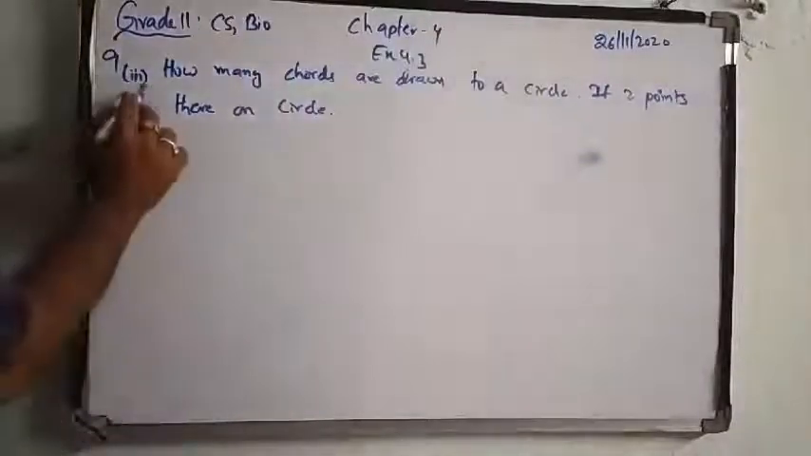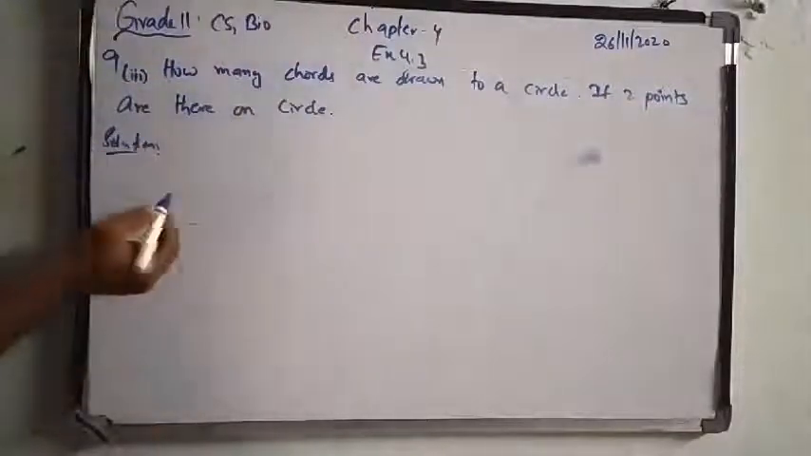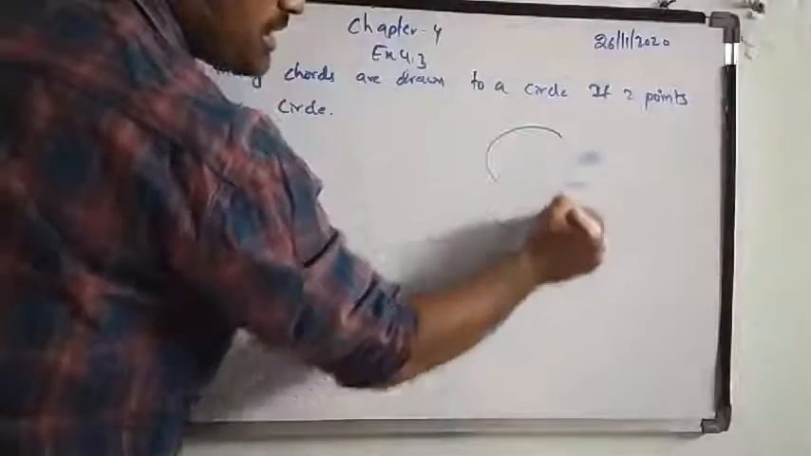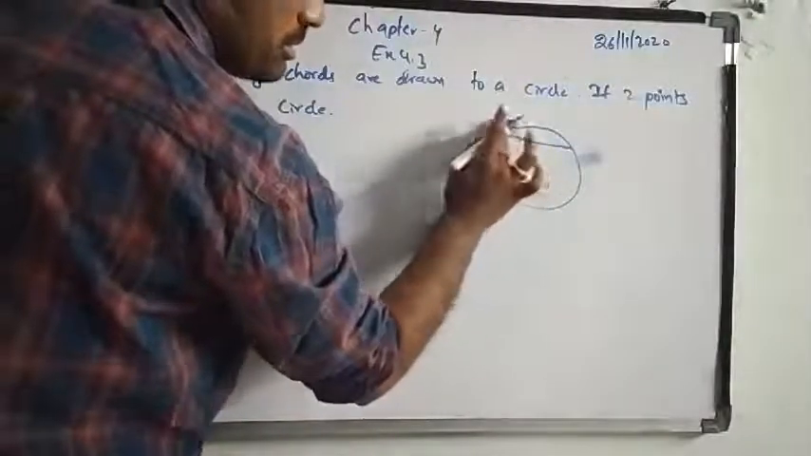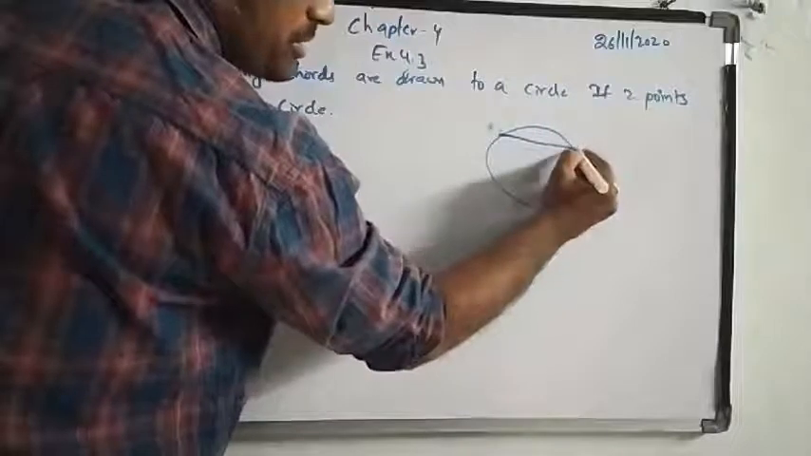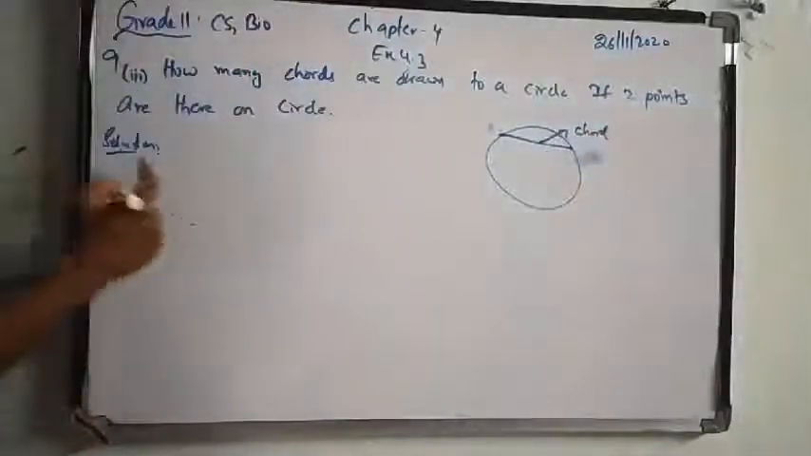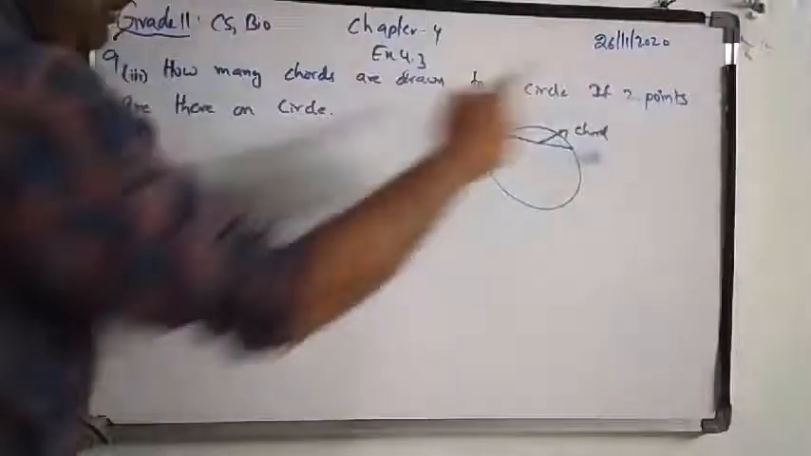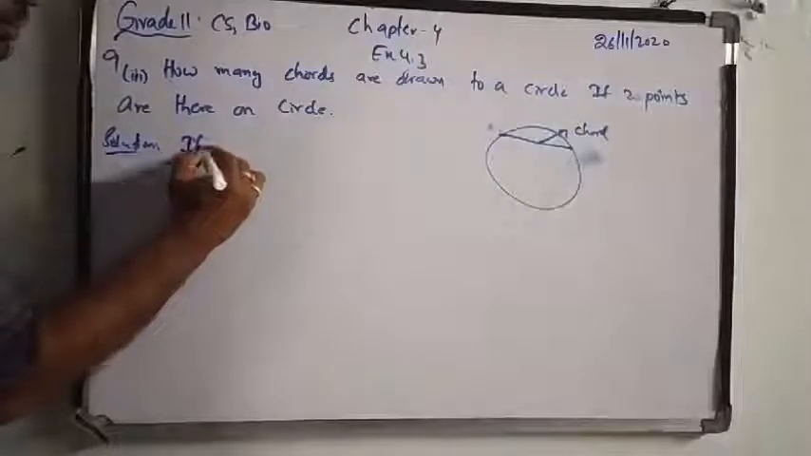Next, the third subdivision. How many curves are drawn on a circle if 20 points are there on a circle? So on a circle, if I want to draw a curve, I need to join minimum 2 points. So if I join any 2 points on the circle, I am going to call it a curve. So totally there are 20 points, and for joining a curve, I require 2 points.